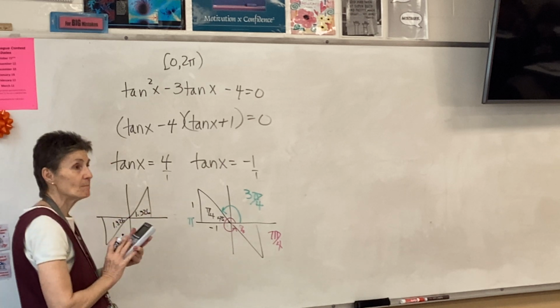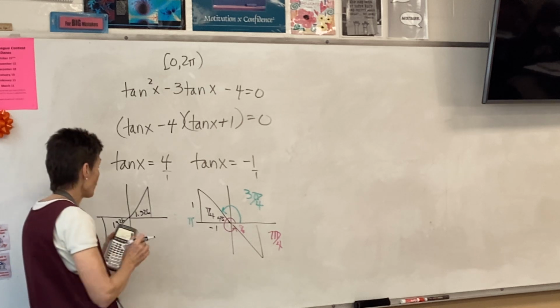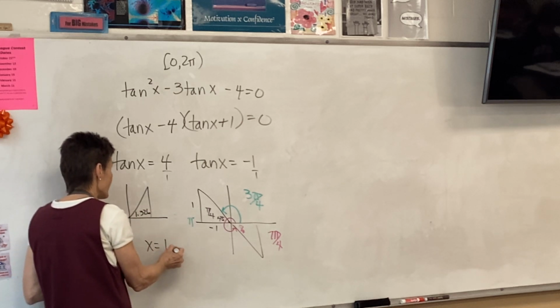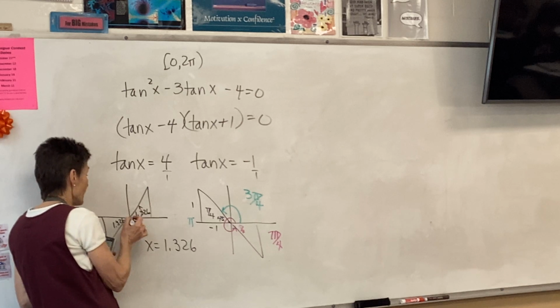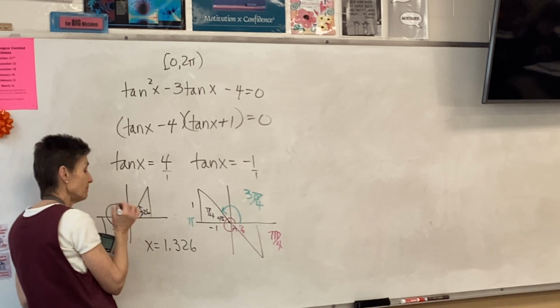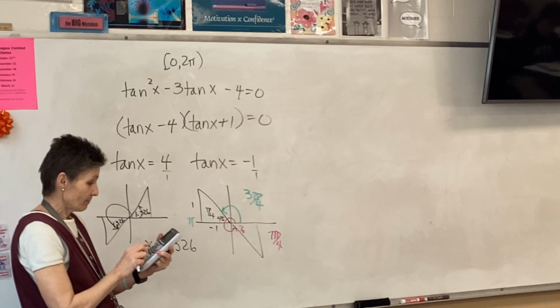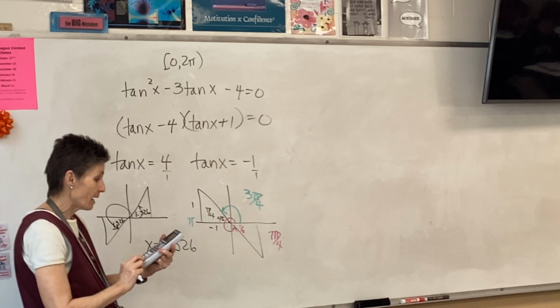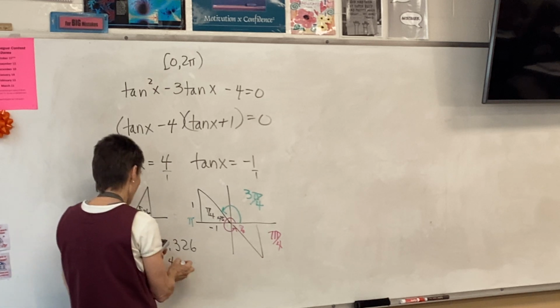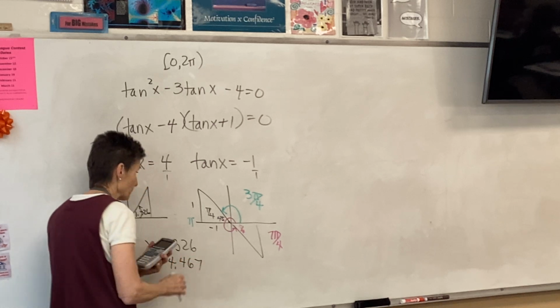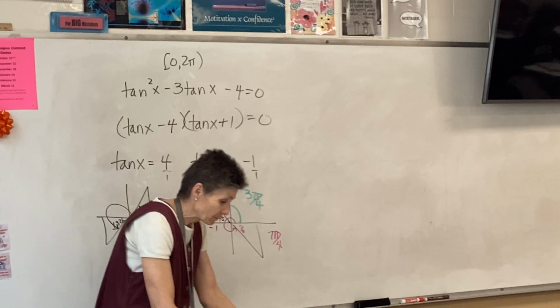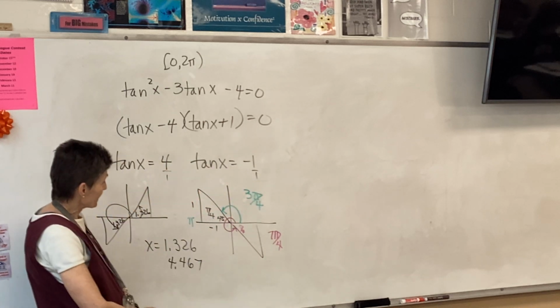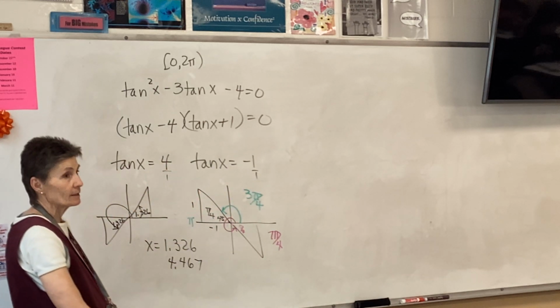Would you agree with that? So one of the answers is 1.326, that one right there. How would I find this one? Add pi, using your pi button, and we get 4.467. So that problem had 4 answers. 2 of them we were able to find without a calculator, the other 2 we needed a calculator for.